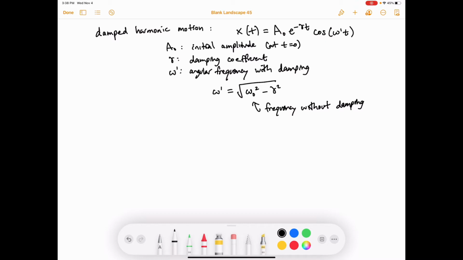Okay, so that's all the stuff we derived. Now, the part we really care about is this. If we look at our solution for x as a function of time, this piece right here, I'm just going to circle it, is the amplitude. Whatever is in front of the cosine function is the amplitude. And what this is telling us is the amplitude decays over time.